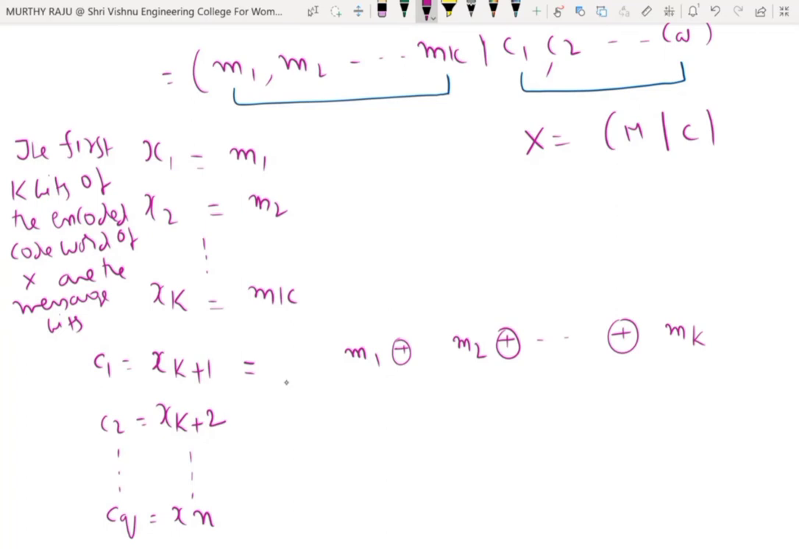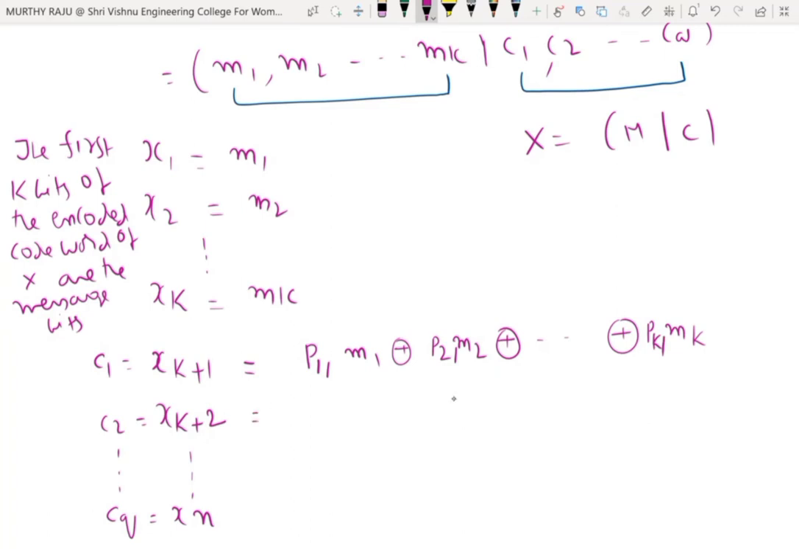Here some coefficients are multiplied with m1, m2 and mk. These coefficients are like that: the message bits range from 1 to k, and the coefficients are p1, p2 and pk. Next one is C1. C1 is the first parity check bit, and the coefficients are mentioned as 1, 1, 1.